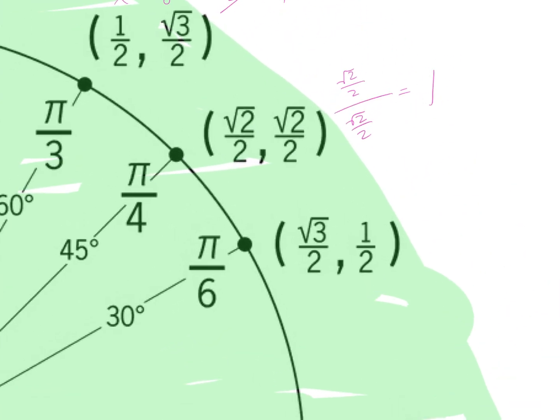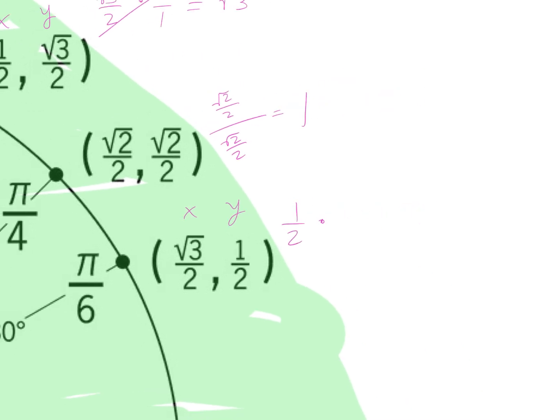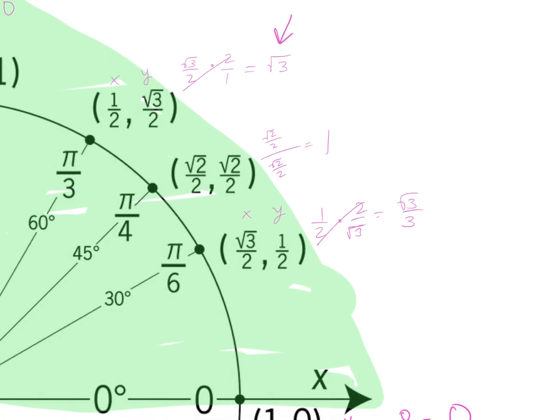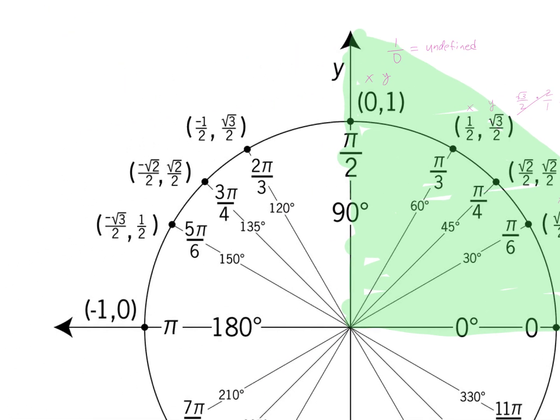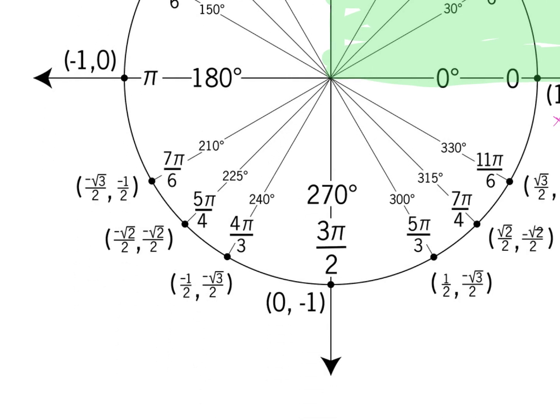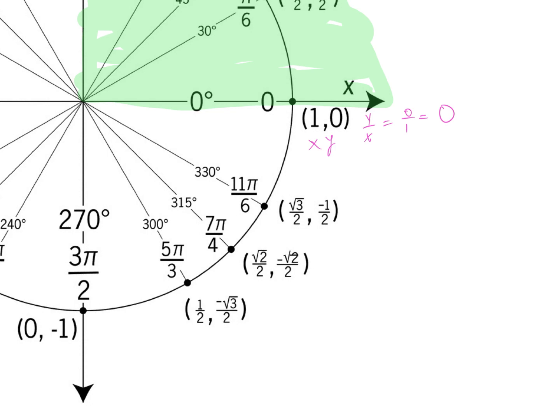So here, in this case, my x value, my y value, I have 1/2 times, I would flip this over, it becomes 2 over square root of 3. So this would be root 3 over 3. So at pi over 6, when my x value is root 3 over 2, my tangent is root 3 over 3. So all the way around, at 5 pi over 6, it's negative root 3 over 3. At 7 pi over 6, it's positive root 3 over 3. At 11 pi over 6, it's negative.